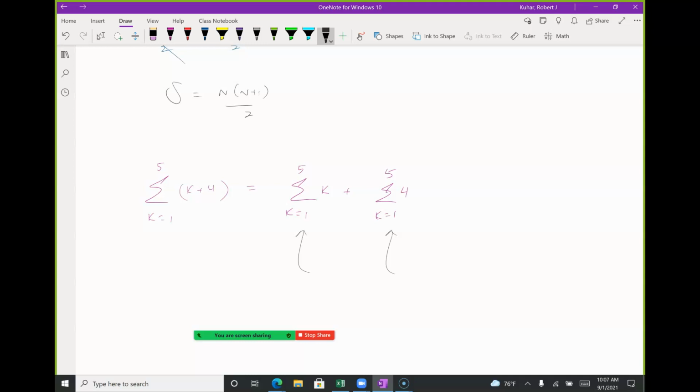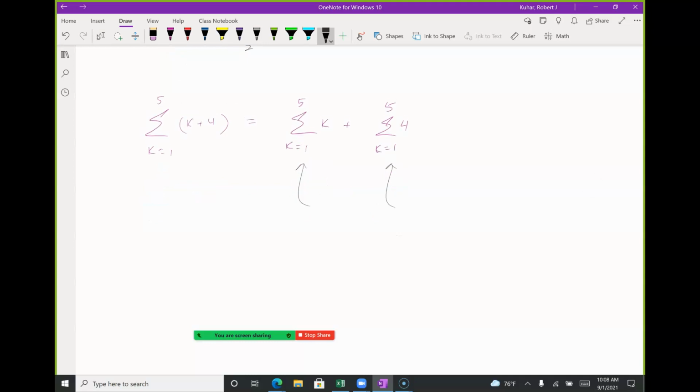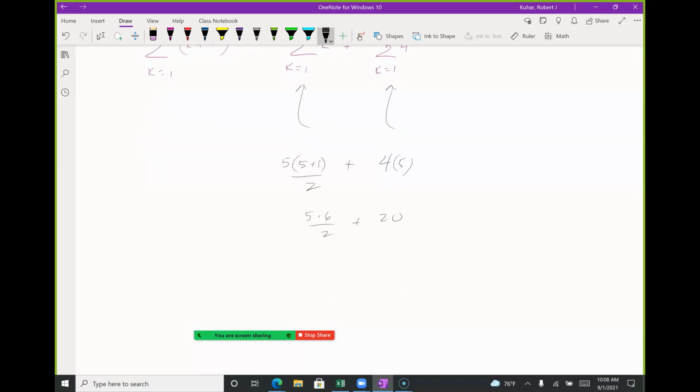When I add up 4 5 times, what do I get? 4 plus 4 plus 4 plus, right? It's 20, yes? So this one is that 4 times 5. I'm using that formula. And then what's the other one? It's 5 times 5 plus 1 all over 2, right? I'm adding up k 5 times. So I'm using my formula for k, right? Is that making sense at all? Yep. So now I get what? I get 5 times 6 over 2 plus 20. Okay. Well, that's what, 15 plus 20. And remember, I had a sum of 35 before, right? So with these formulas, I can get these sums a lot quicker, right?